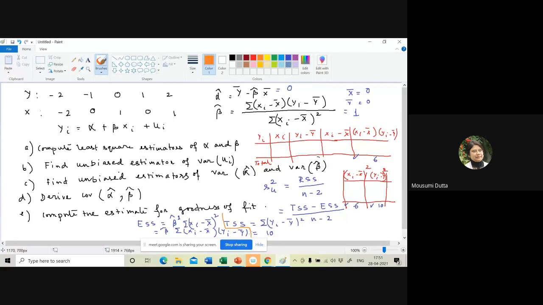It's very simple. You have the value of beta hat with you. Beta hat is 1, so beta hat square is 1. Summation xi minus x bar whole square is 6. So ESS value is nothing but 6.